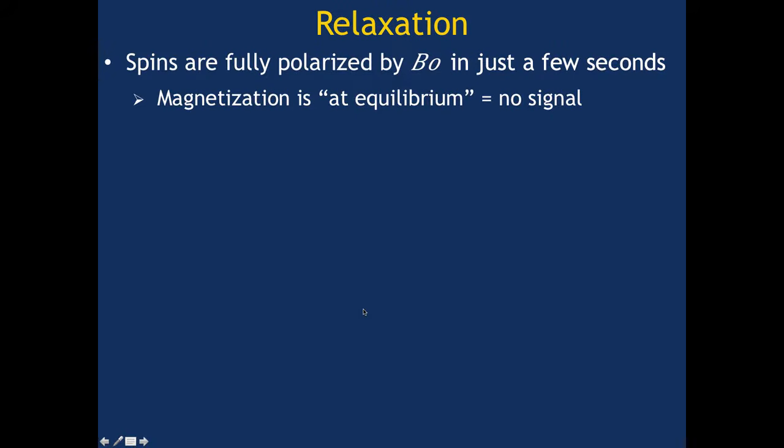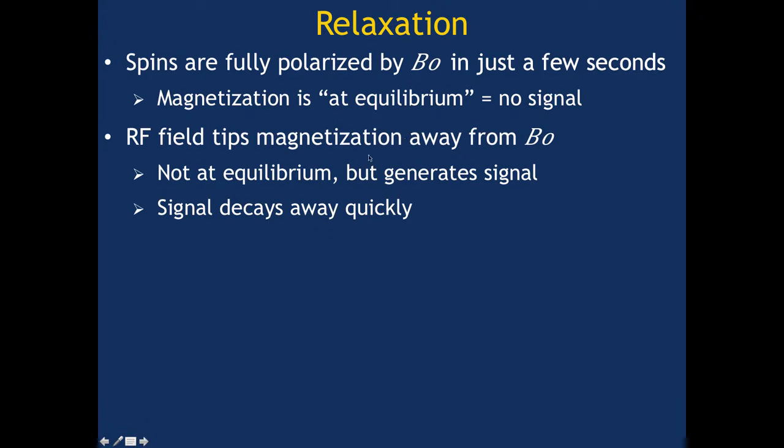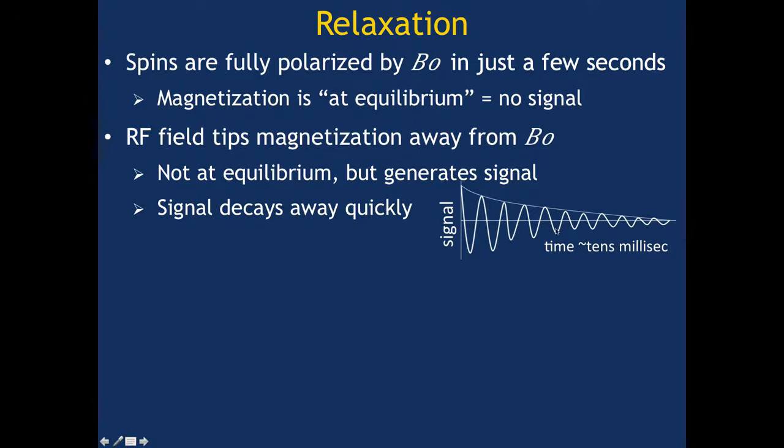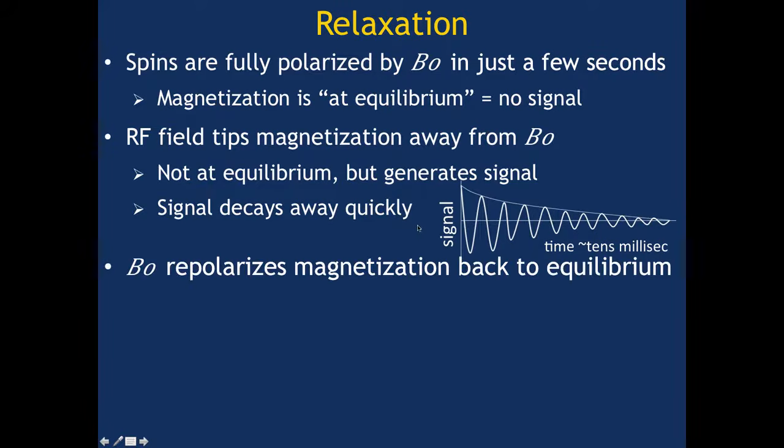Relaxation is briefly described here. Spins are fully polarized by the magnetic field, and that's very quick. It's just a few seconds. And as I said, that magnetization is at equilibrium. It does not generate any signal. We tip that magnetization away. Now we're no longer at equilibrium, and we are able to record a signal, but that signal decays away very quickly, usually just a few tens of milliseconds. It depends on how we're collecting the data. At the same time, that magnet is still turned on. It is repolarizing the magnetization back towards equilibrium.